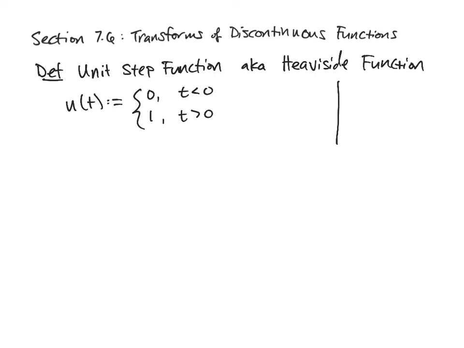We'll do our axes in black. We've got 1. And for negative numbers, we are over here. And for positive values of t, we're over there. The actual value at t equals 0, you could define one way or the other, but it really doesn't matter because we're going to be integrating things. And when you take an integral, a single point value doesn't really matter much.